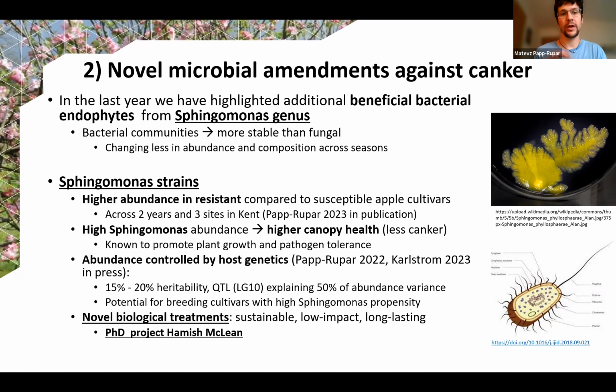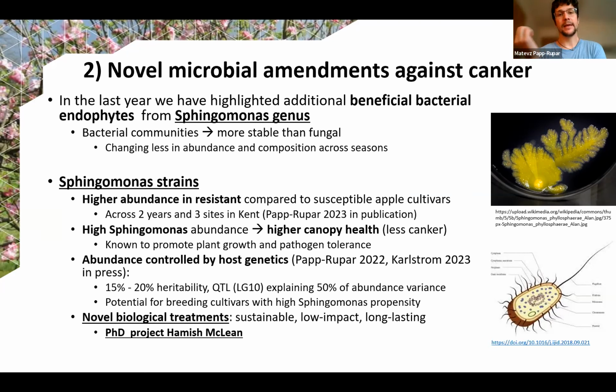And in our trial on our site, the more abundant Xiangming bacteria were, the higher the canopy health of the trees was, which is connected to canker. The less canker you have, the healthier the canopy is. And we know from the literature that Xiangming does promote plant growth and can increase tolerance to pathogens.